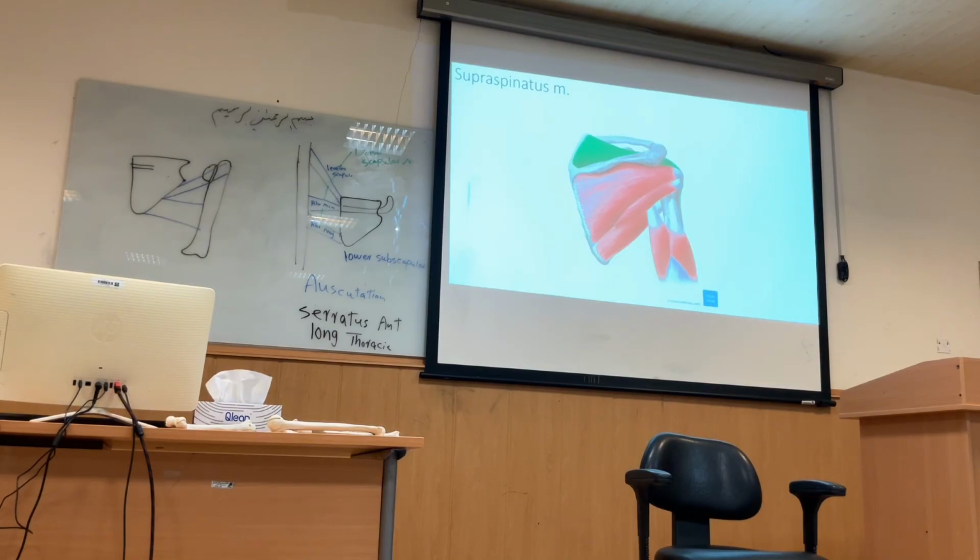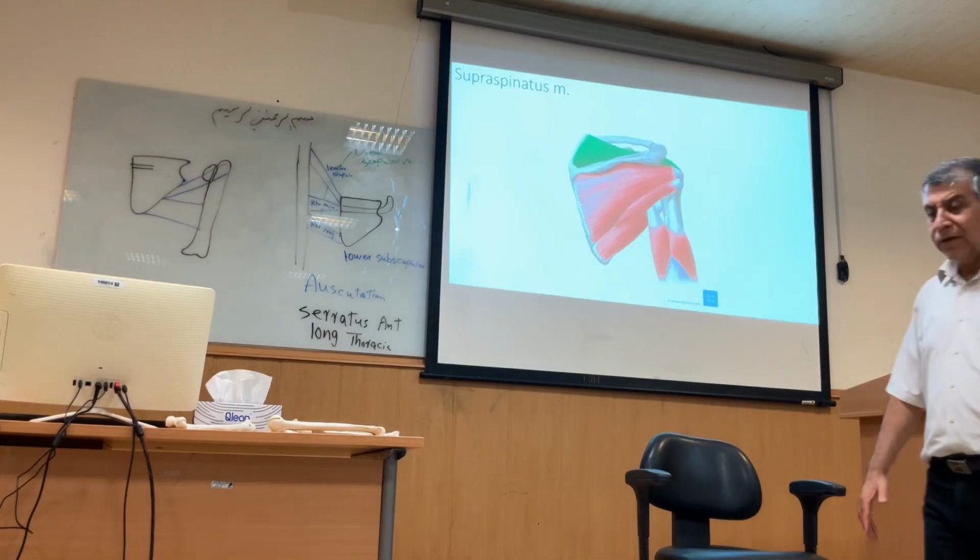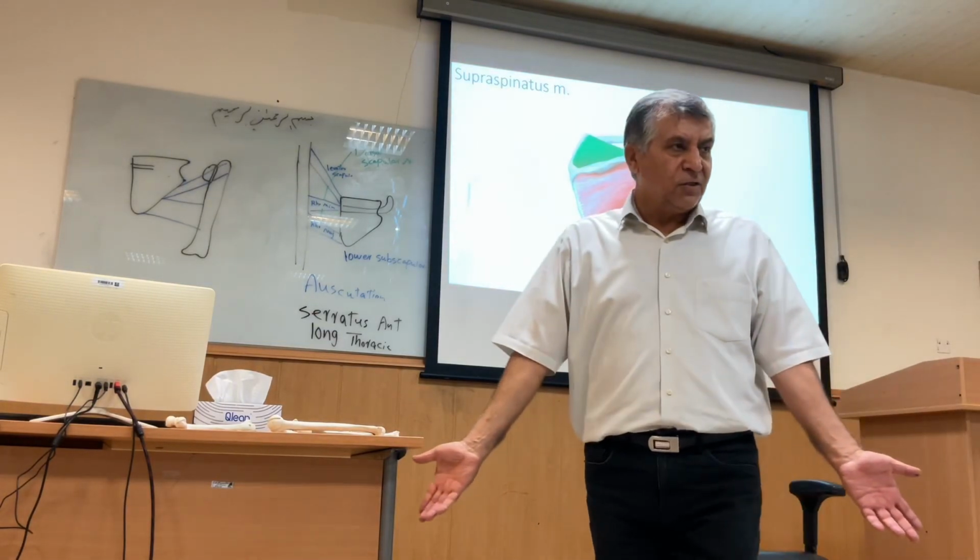But two muscles are involved in lateral rotation. Which muscles? Infraspinatus and teres minor. Infraspinatus and teres minor are the lateral rotators of the shoulder.